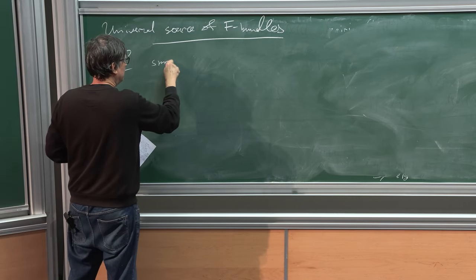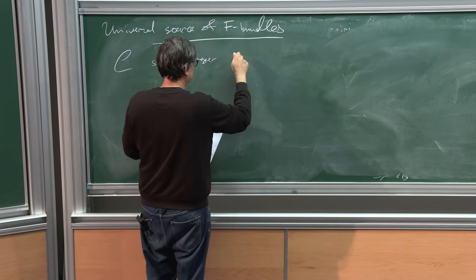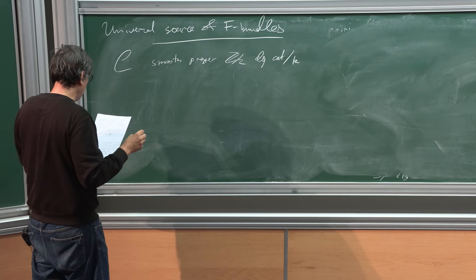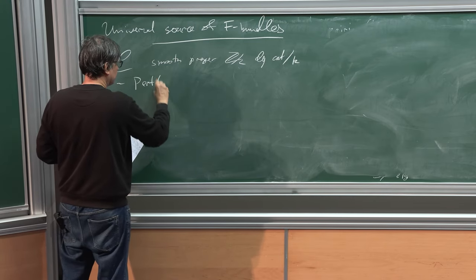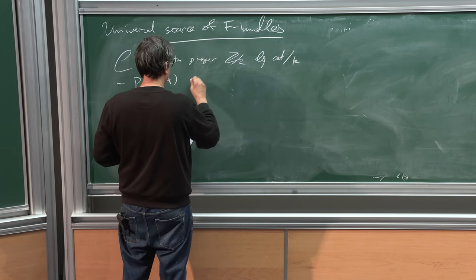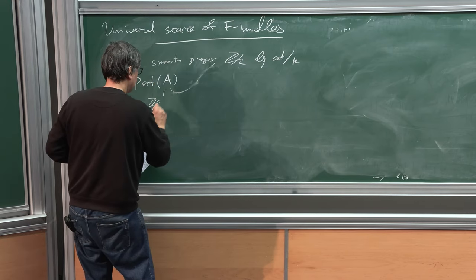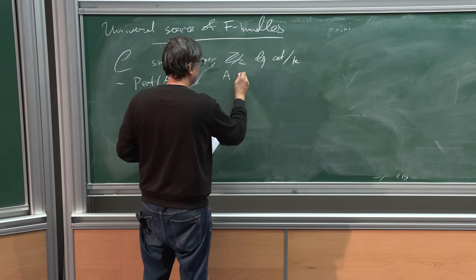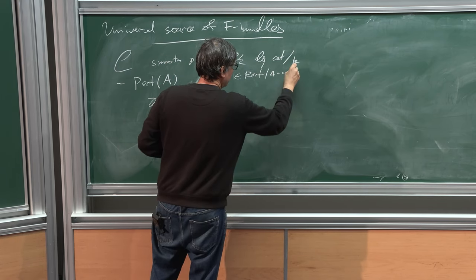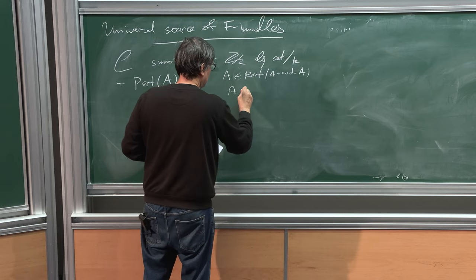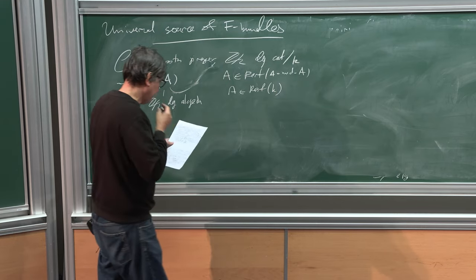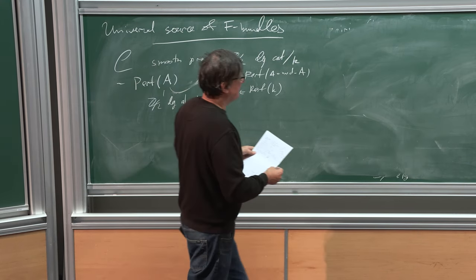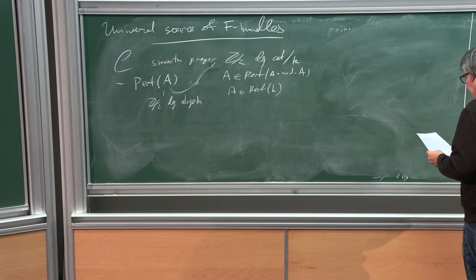You start with a smooth, proper Z2-graded DG category over my field. And what does it mean? It means that this category should be perfect complexes of some DG algebra, a Z2-graded DG algebra. And this notion of smooth means that A is a perfect bimodule, and proper means that A has finite dimensional cohomology over my field. This is a well-known notion.